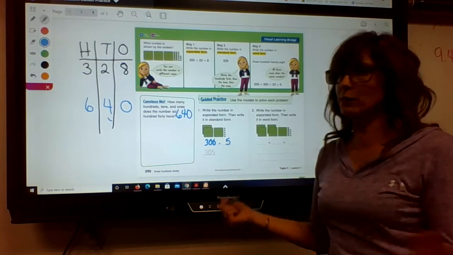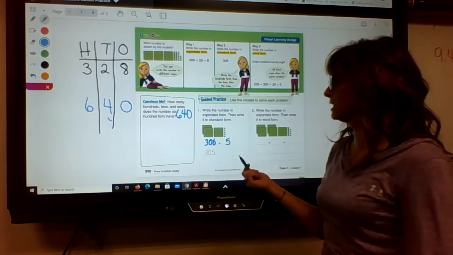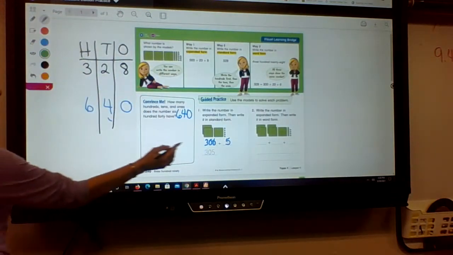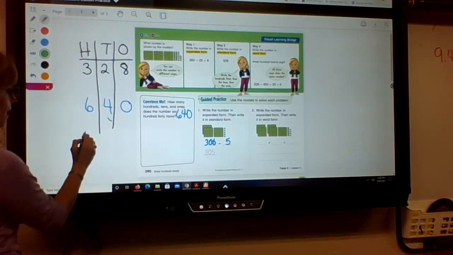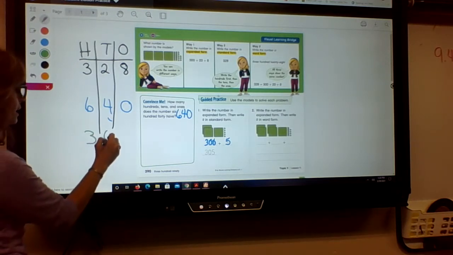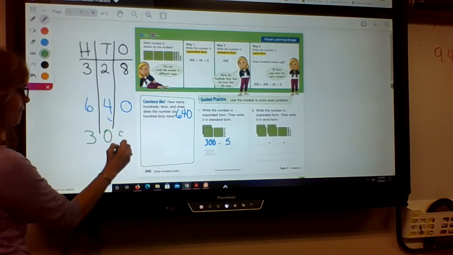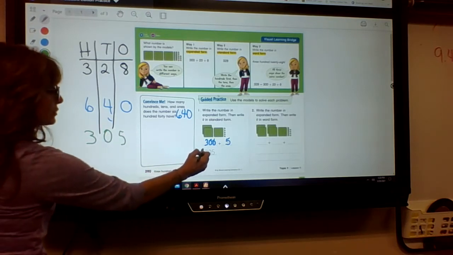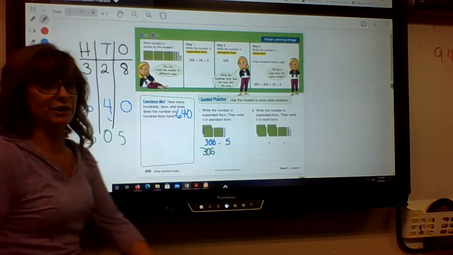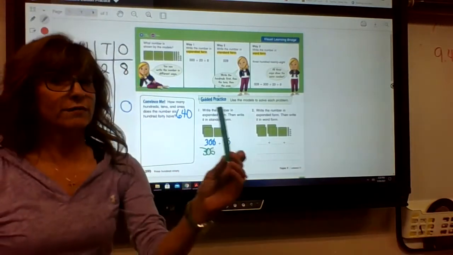And some of you are thinking, why is there not a digit in the tens place? Well, look over here to the place value chart. So if I have this number here, I have 3 hundreds, I have 0 tens, but I have 5 ones. So the answer is 305. And you can tell that because there are no tens there.